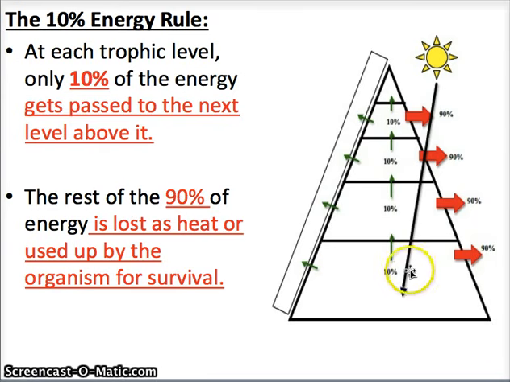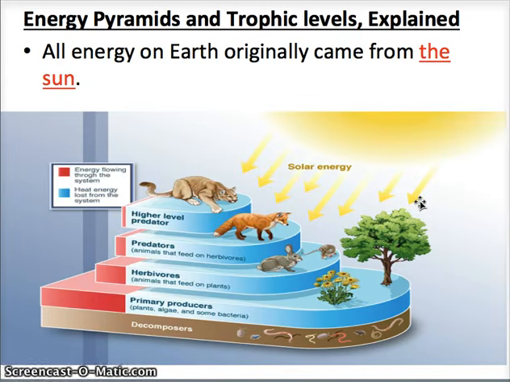Just know that the 10% energy rule means that only 10% gets past each level, and this graphic really represents it well when it shows the 10% and the arrow going through each level of the pyramid, and these arrows represent 90% of the energy being lost. All right, so let me explain this in more detail. So let's take a look at this picture.